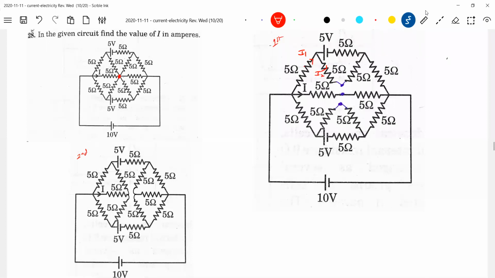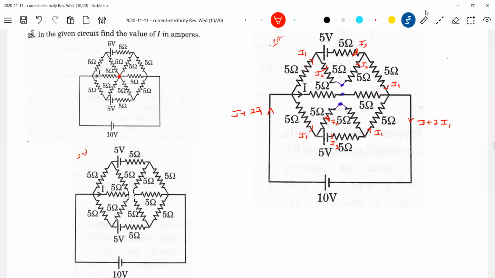I2. I3. The same I2 will come here. I2 and I3 will combine and become I1. Similarly here also, this I1, I2. They both will combine and this will become I1. And how much current is entering here? I plus 2I1. That much current it will leave.